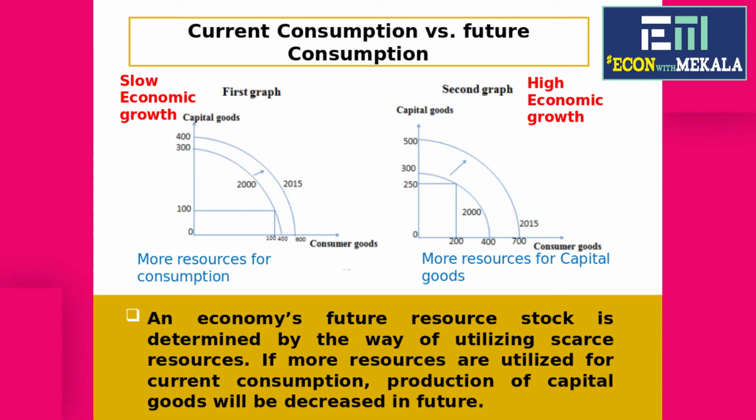Have a close look at the first PPF here. You can see the ratio between capital goods and consumer goods, 100 to 100. So 100 units of capital goods we are producing, whereas 100 units of consumer goods.